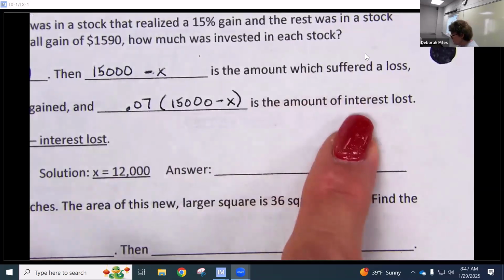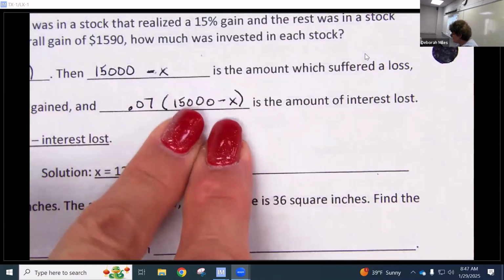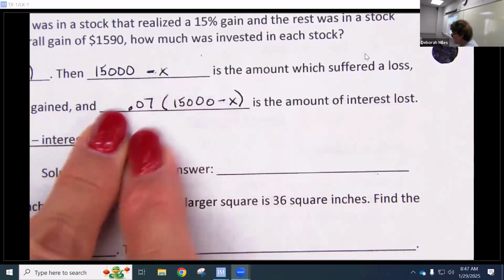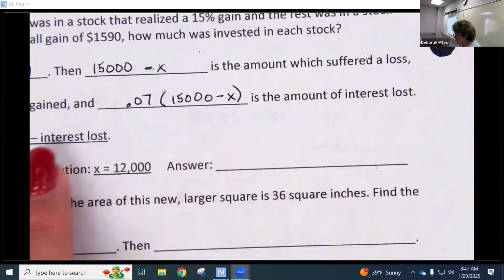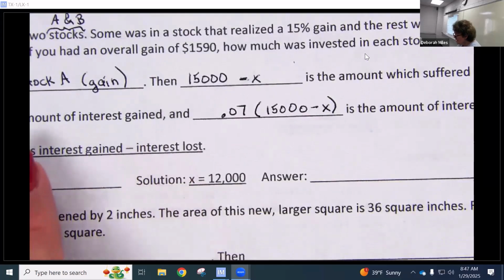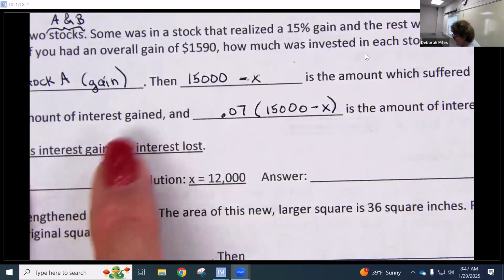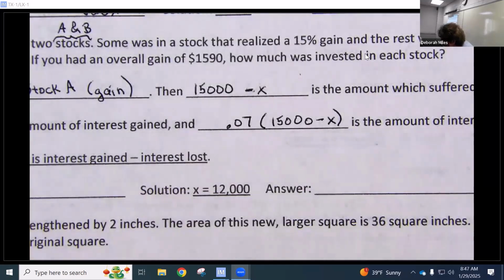Not the way I worded it. We're looking for the amount of interest lost. If I put 7,000 in stock A, then that would leave me 8,000 in stock B. And 0.07 times 8,000 would be how much money I lost. Now, I wrote this sentence because I know we're running out of time. The interest gained minus the interest lost, sorry to say that's not a complete sentence, but I see it now. The overall gain is the interest gained minus the interest lost.